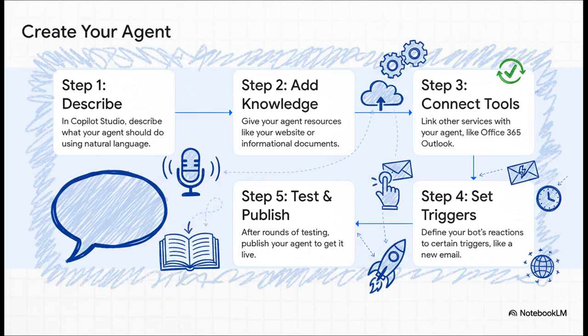All right, once you've got that task in mind, the whole process really just boils down to 5 simple steps. First up, you open Copilot Studio and, like we said, just describe the job. Step 2, you give it some knowledge, point it to your website or some internal files so it has context. Then, step 3, you connect its tools, like linking it to Outlook so it can send emails for you. Next, step 4, you set the triggers. Basically, you tell it what should make it jump into action, like a new email arriving. And finally, step 5, you test it out to make sure it's working right, and then you set it live. It's a really clear, logical path from your idea to a working agent.